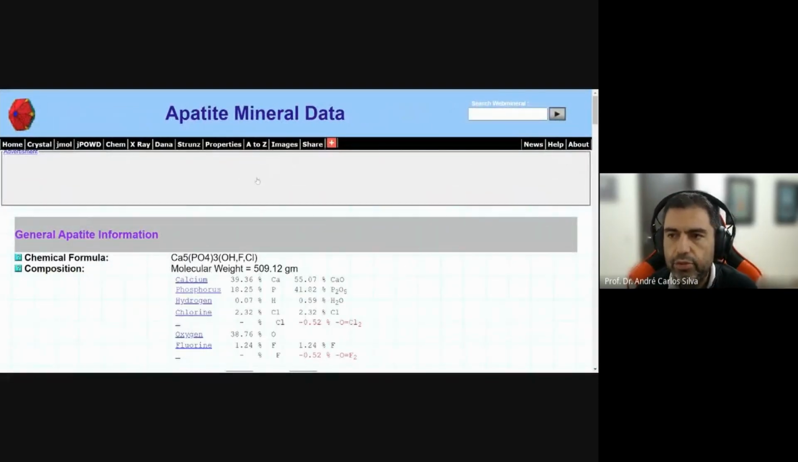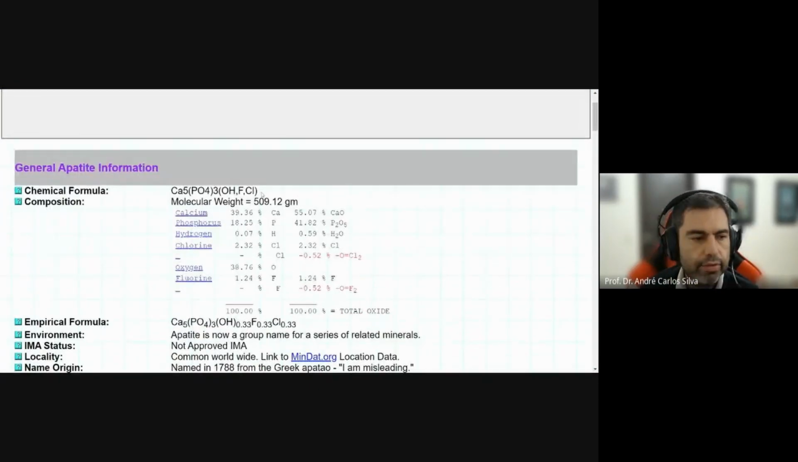Let me do this. Okay, so as you can see over here, it's a more complex mineral. Okay, we have this solid solution in this mineral, but definitely we have calcium. All apatites have calcium, and we have phosphorus, PO4. Okay, and we can have hydroxylapatite, we can have fluorapatite, and we can have chlorapatite. And that's why we always talk about the apatite family and not apatite itself.